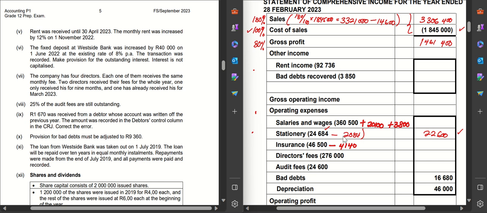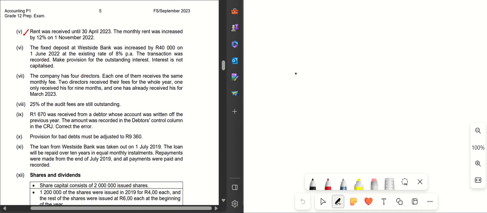Welcome back, guys. This will be video number 2, and as I promised, I'm going to do adjustment number 5, which is the rent adjustment. In the rent adjustment, let me try to do it over here. It says rent was received until 30 April.